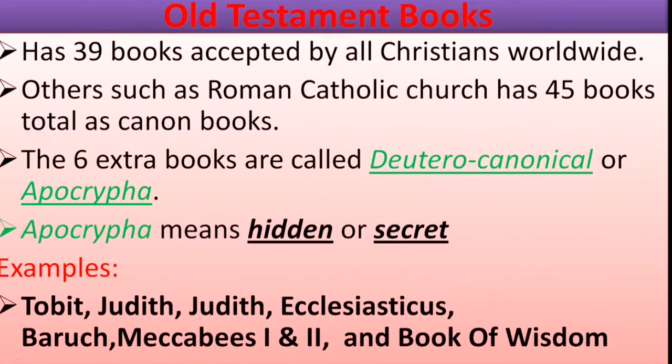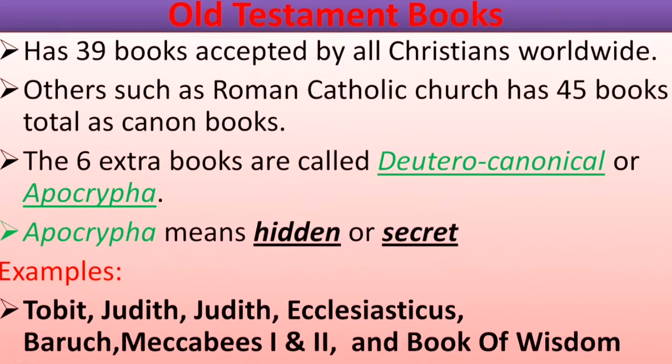Starting with the Old Testament, we have said it contains 39 books that are accepted by Christians worldwide. Others, such as the Roman Catholic Church, have 45 books in total as their canon. The term canon means the accepted books, or the books which are regarded to have authority for Christian living. This is to say, they have 6 extra books as their canon, referred to as the deuterocanonical, or apocrypha. The deuterocanonical means the extra books which are canons, and apocrypha means the hidden, or the secret.